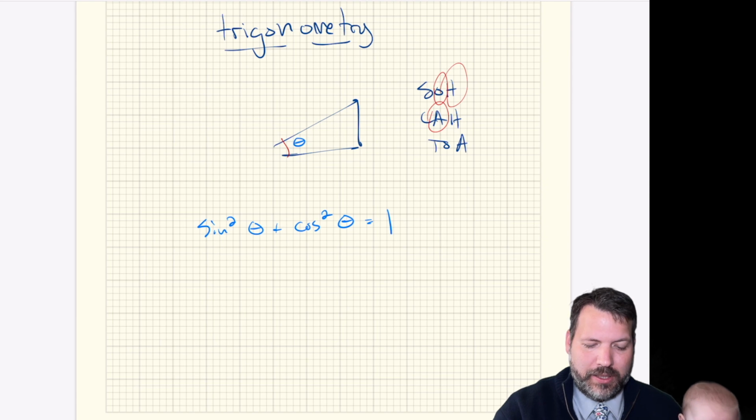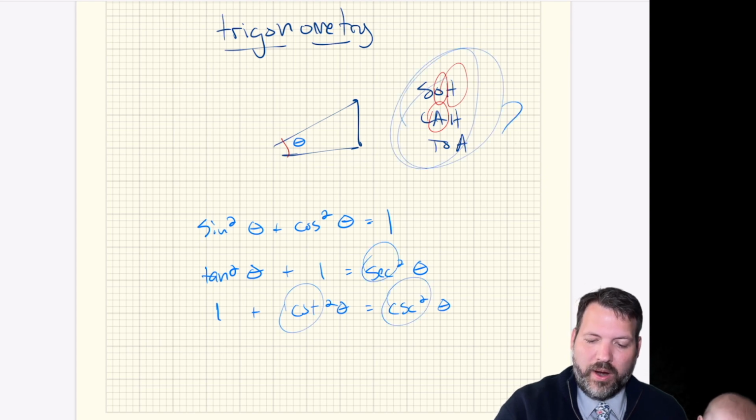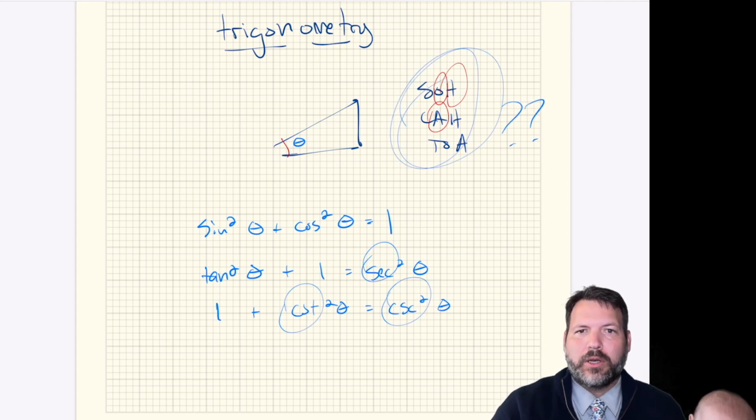And then teachers write these other things. They say tangent squared theta plus 1 equals secant squared theta, okay? Or 1 plus cotangent squared theta equals cosecant squared theta. And it's like, whoa. Cotangent, secant, cosecant, where were these in my SOHCAHTOA, right? We didn't learn anything, sakakatakawa or something. We didn't learn that.